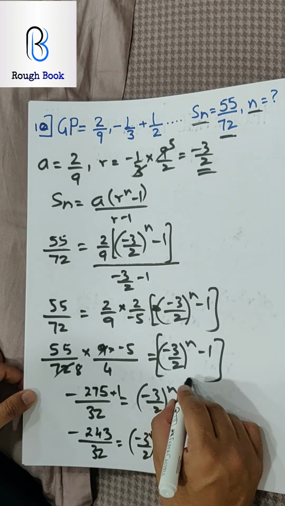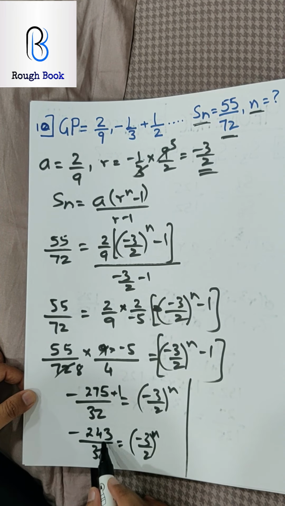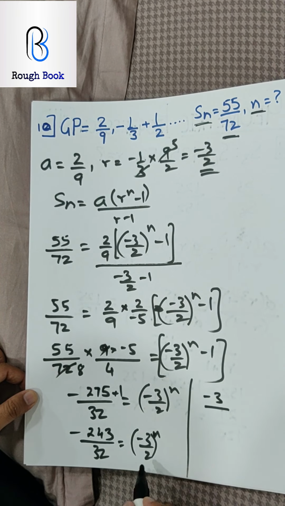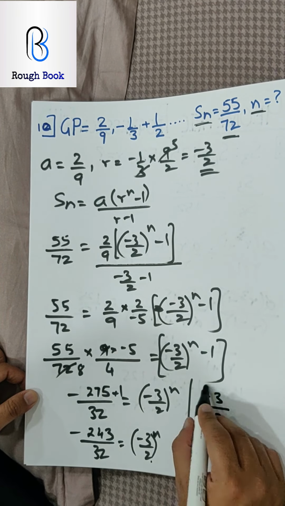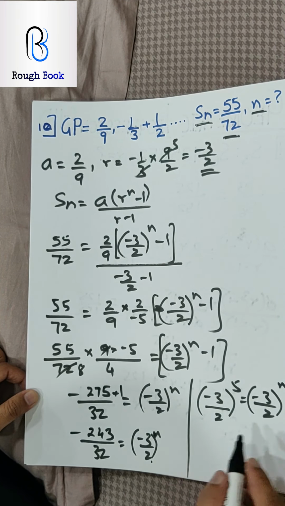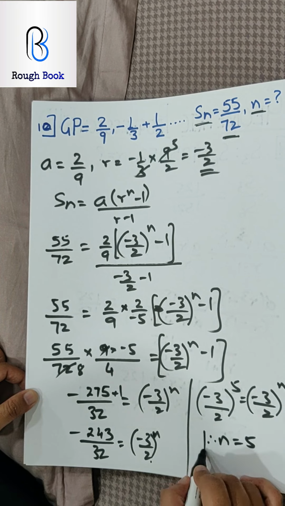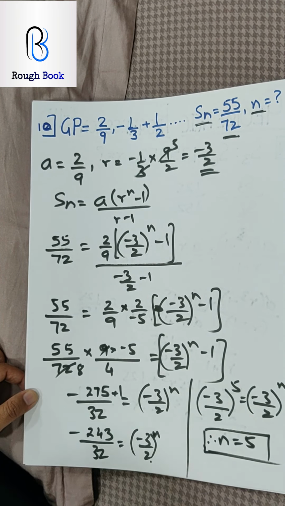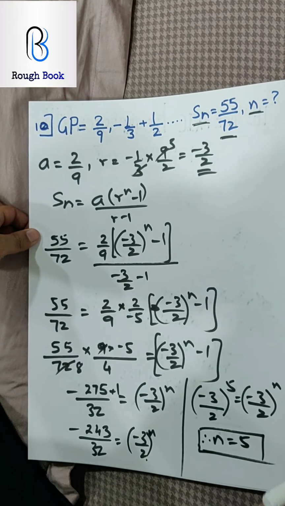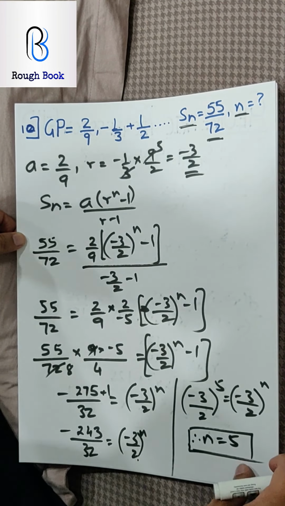Are we close now? Absolutely yes. Because minus 243 is minus 3 raised to 5 and 32 is 2 raised to 5. So I got my bases equal. Since the bases are equal, the indices are also equal, and I get the value of n. Write the final answer: the sum of 5 terms is 55 by 72.